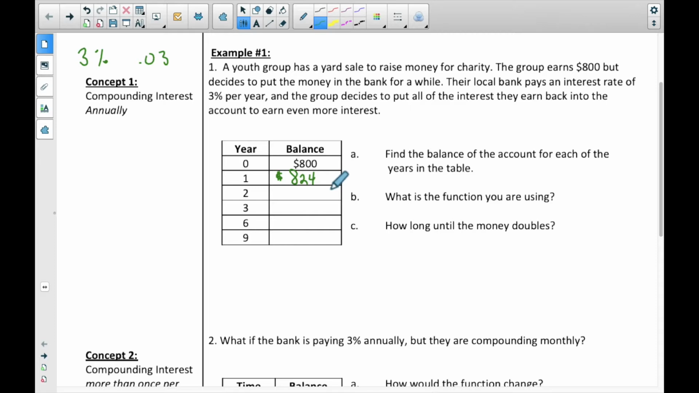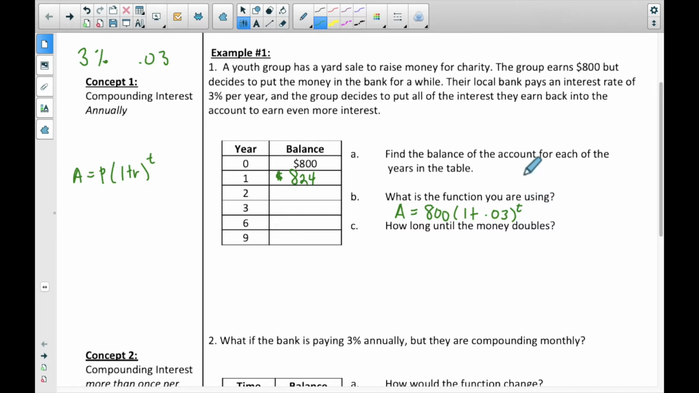I can multiply that by 0.03 and put it in, multiply that by 0.03 and put it in, and so forth and so on. But that's the long way, because we've been learning about how to do these with equations. So let's answer part B. What function are you using? Remember that our formula is A equals P times 1 plus R to the T power, which we started to learn last time. So our formula is A equals P, how much we start with, times 1 plus our rate, which is 0.03, to the T power, where T is the time, in this case how many years. Okay, so that's one way to do it.